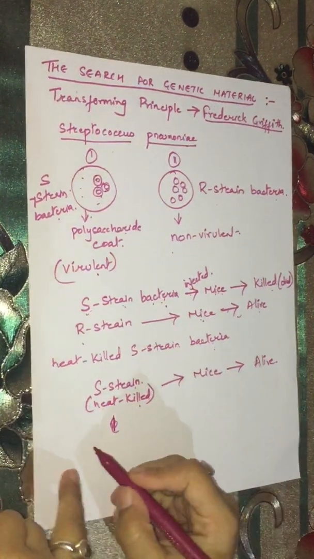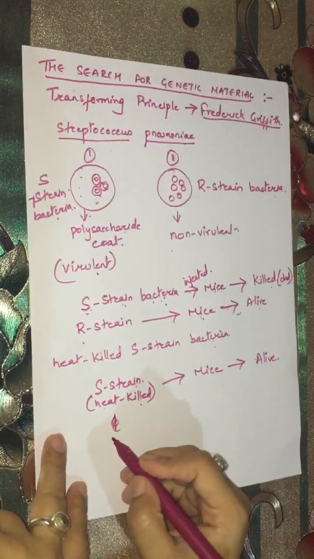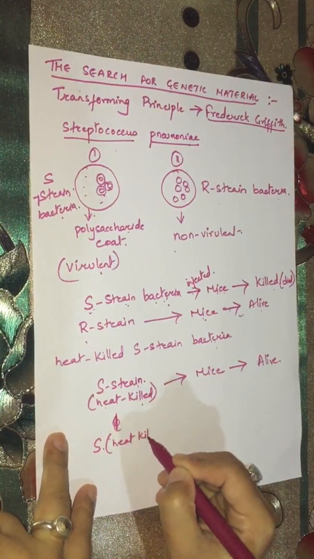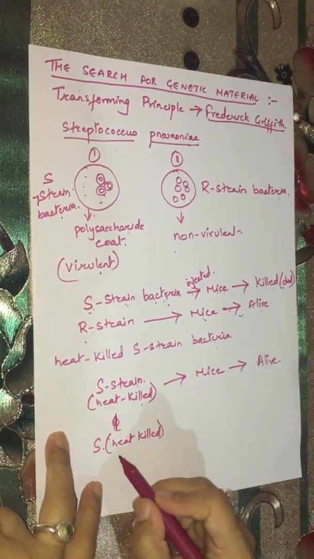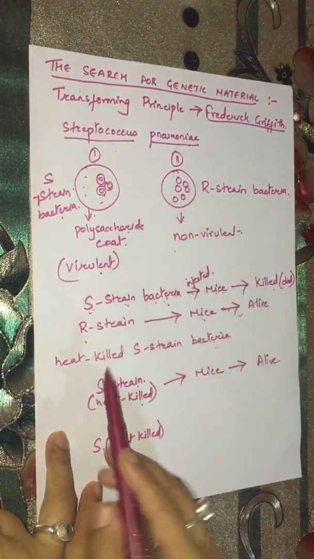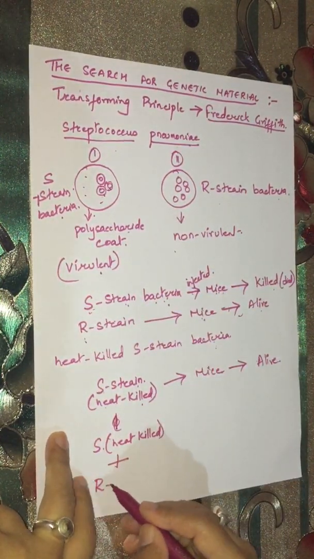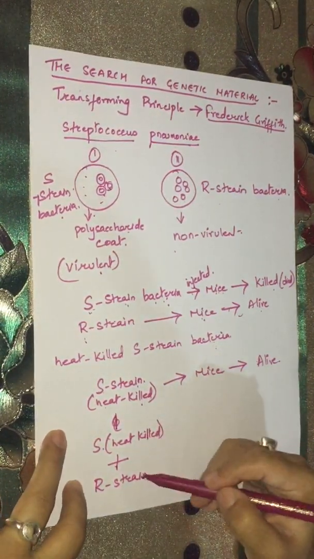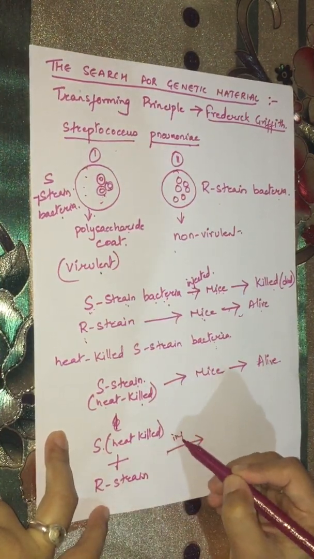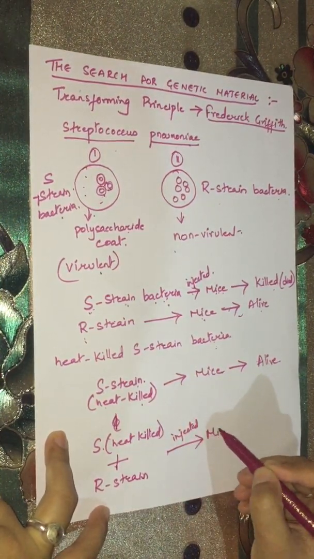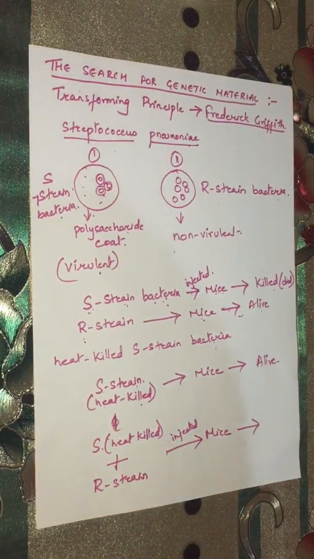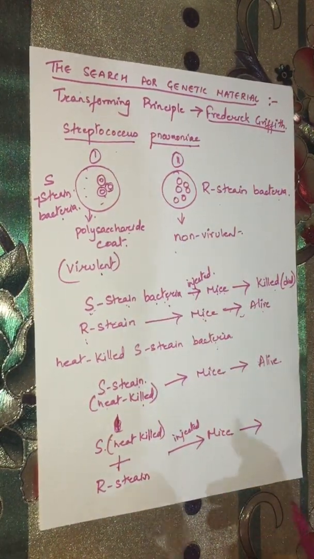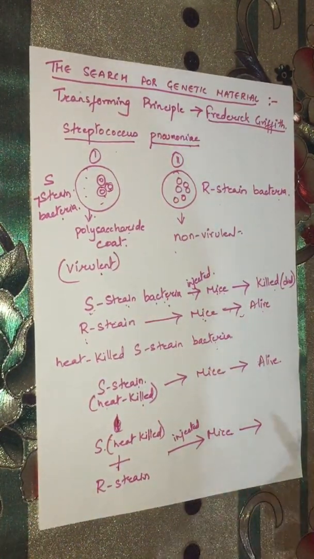So when the dead S strain bacteria was injected again to mice, mice was alive. Now at last what does he do? Again he took S strain bacteria which was heat killed, the dead S strain bacteria, plus this one R strain bacteria which was not virulent. The mixture of these two bacteria, he injected to mice. Now what happened to that mice? If we see all these things, then we can conclude that mice must have been alive, isn't it?